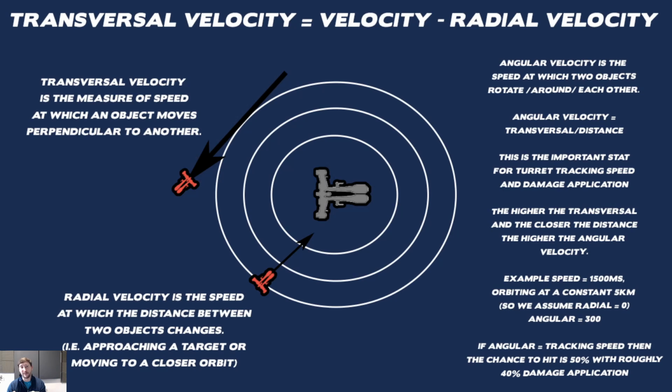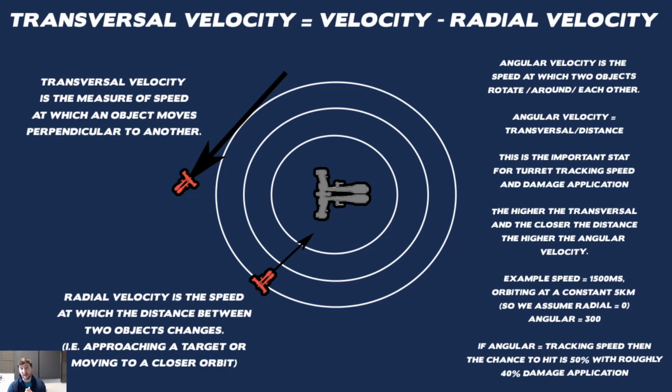So there are two main factors that we take into consideration when dealing with speed tanking: transversal velocity and, as such, angular velocity. Now, transversal velocity is your actual velocity in game minus your radial velocity, and radial velocity is the speed at which you are moving to or moving away from a target. So it's the speed at which the distance changes between two targets, and that could be zero. It's never likely to be true zero, but it can be as close to zero as possible. If you are maintaining an orbit of, say, 10 kilometers and that's not changing on your screen, you can assume for the most part that your radial velocity is zero.